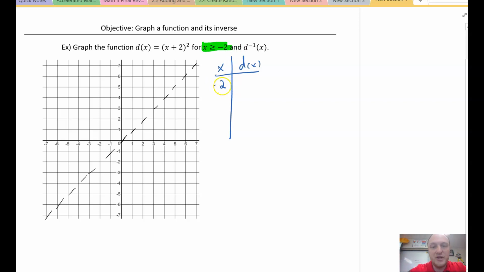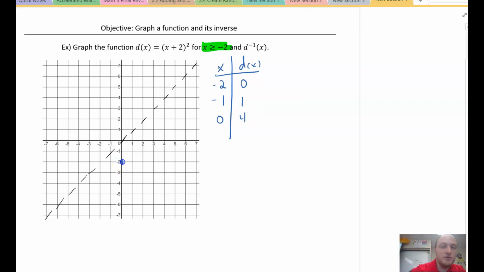So that's what I'm going to do: -2. Now I plug it in. -2 plus 2 is 0. 0 squared is 0. Plug in -1. -1 plus 2 is 1. Squared is 1. Next, plug in 0. 0 plus 2 is 2. Squared, 4. And if I plug in the next value, 1, it'll give me 3, and that's an output of 9. So that's not going to fit.